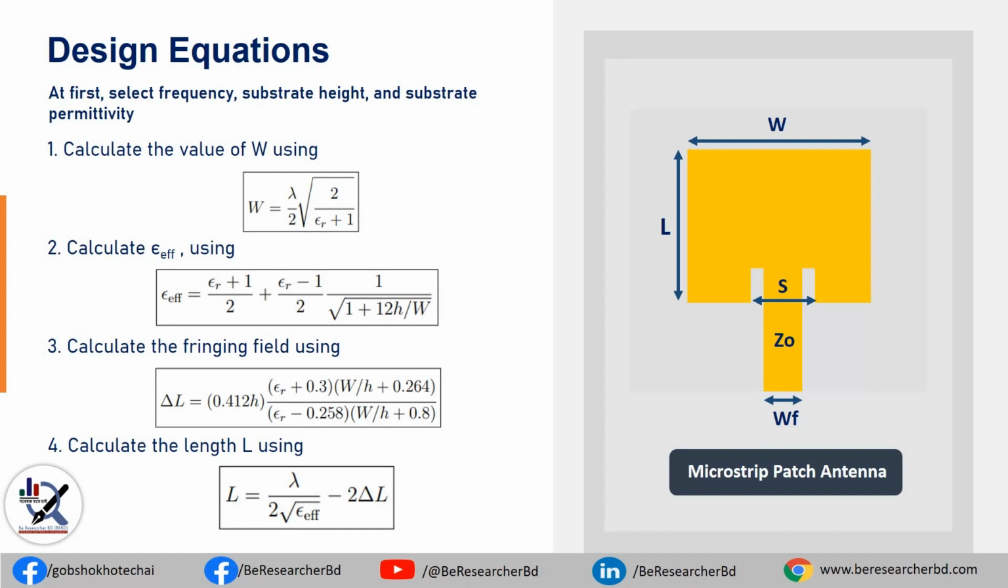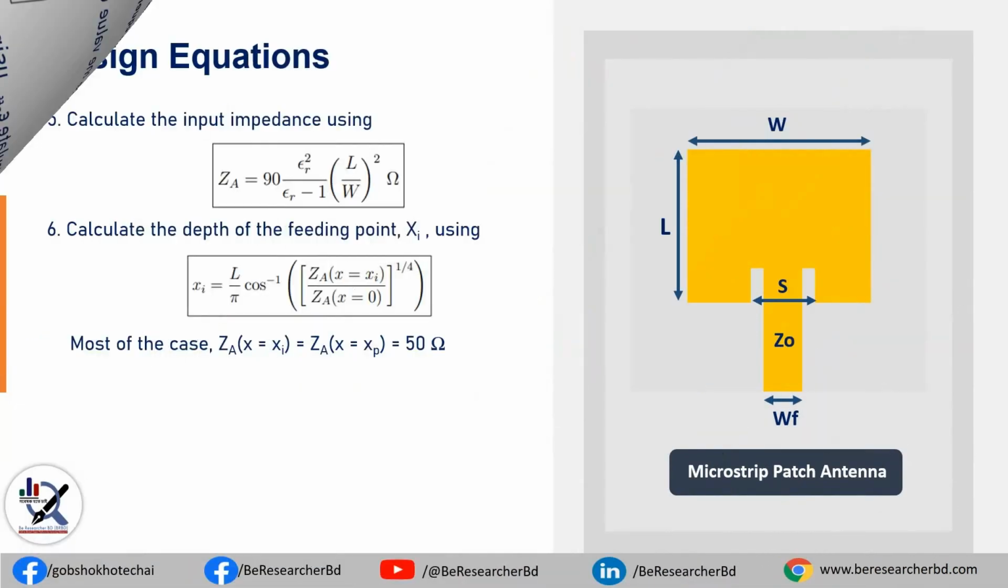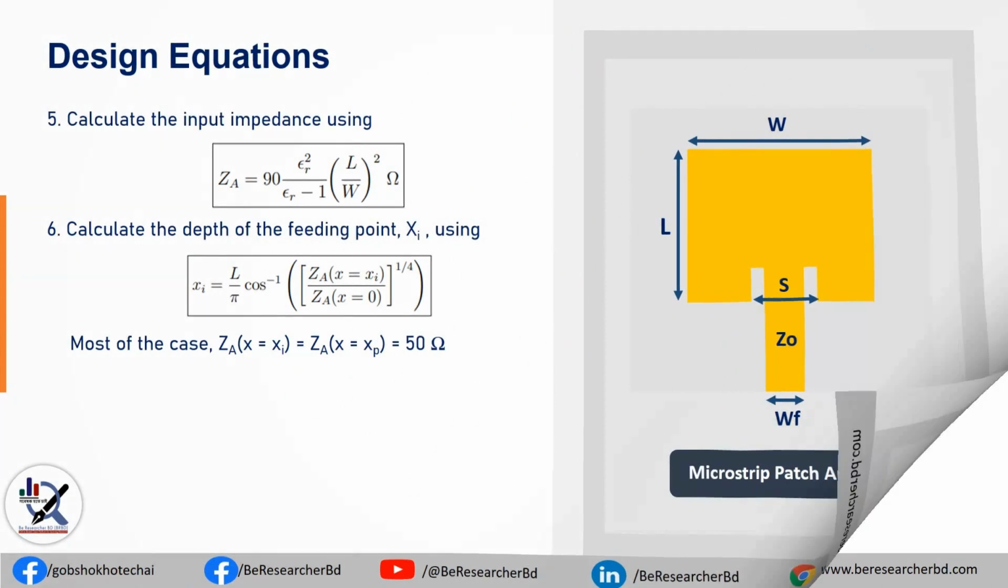Then, we need to calculate both effective permittivity and fringing field to determine the patch's desired length. In the effective permittivity and fringing field equation, H denotes the substrate height and W is the patch width. The input impedance ZA is calculated by the following equation. Finally, we need to calculate the depth of the feeding point using the given equation.